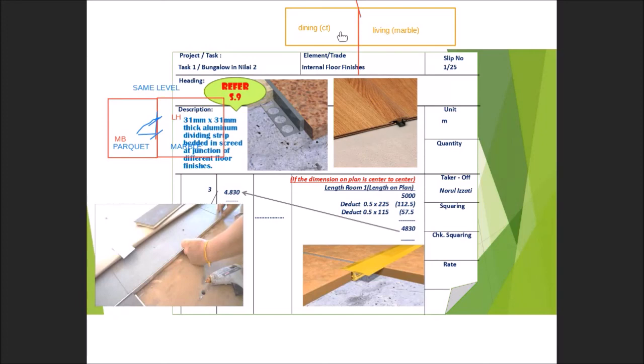One is the example where the line is along the opening. Another example is where they meet only at the door opening. On the right hand side, the first example, let's say this is an open space. The second example is meeting at the door opening. So that is how you measure for dividing strip. That will be the end of the discussion for the floor finishes.